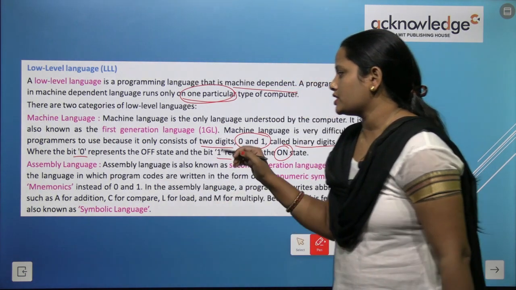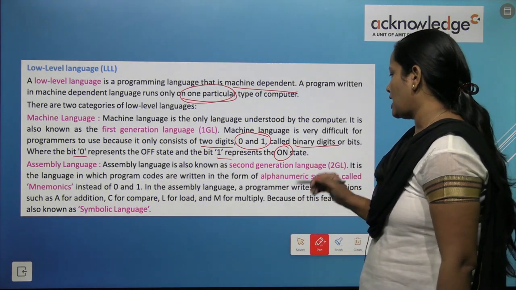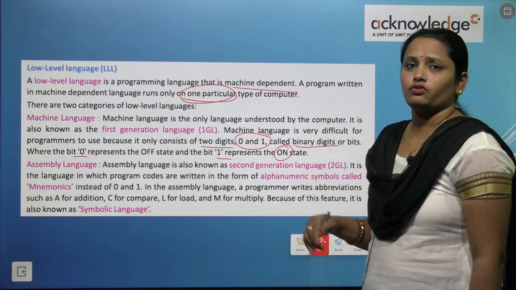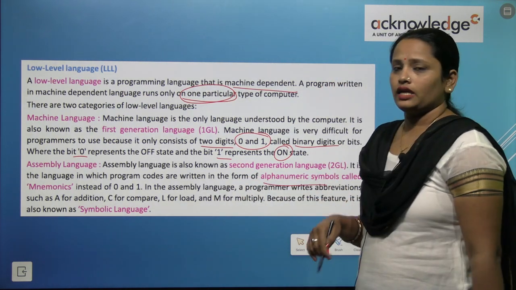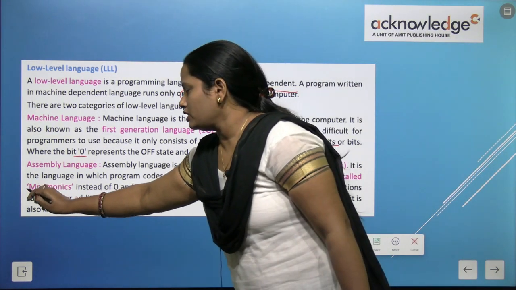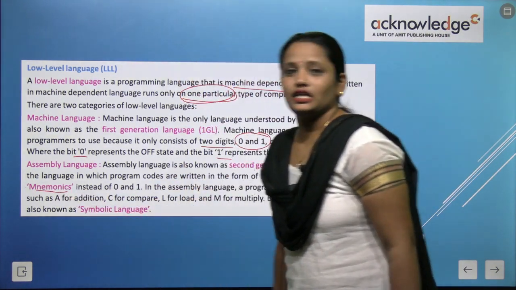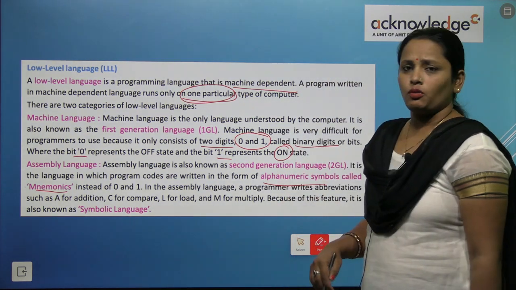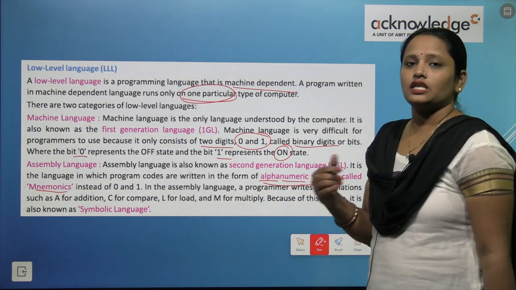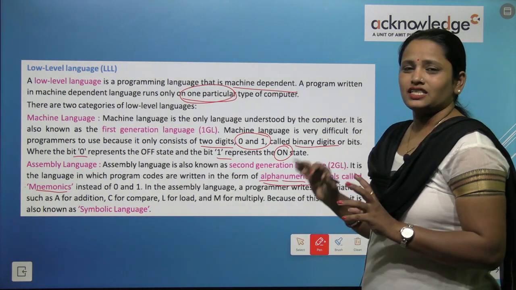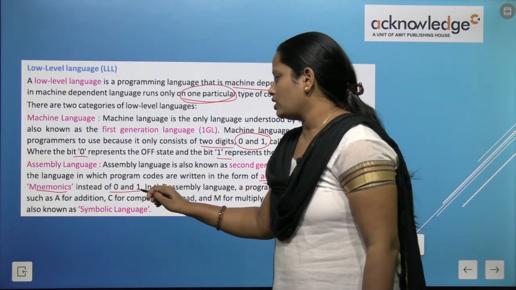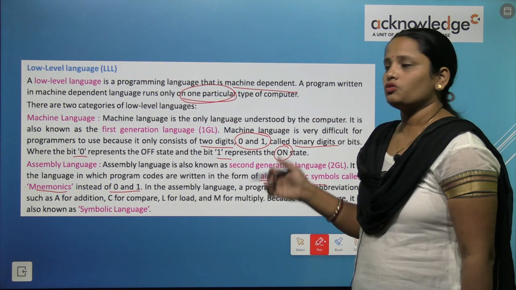Next is assembly language. Assembly language is also known as second generation language, and it is the language in which program codes are written in the form of alphanumeric codes called mnemonics. We don't read this M, it is read as mnemonics. Alphanumeric means alphabets and numbers, so it has a combination of alphabets and numbers in it. So instead of 0 and 1, it used alphabets and numbers.